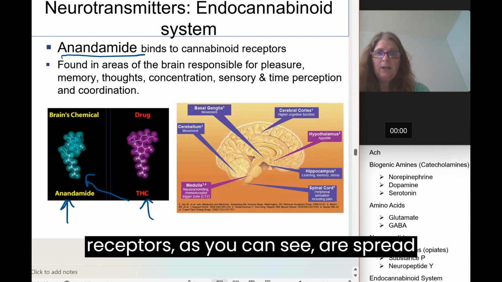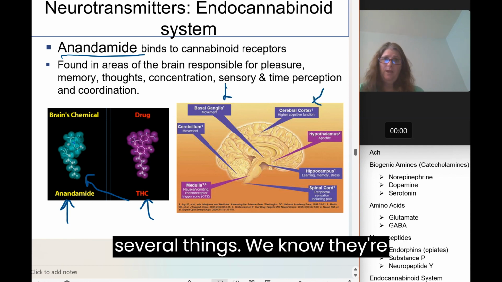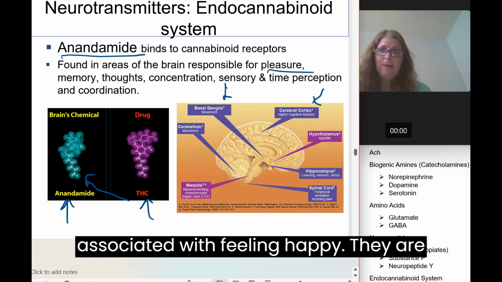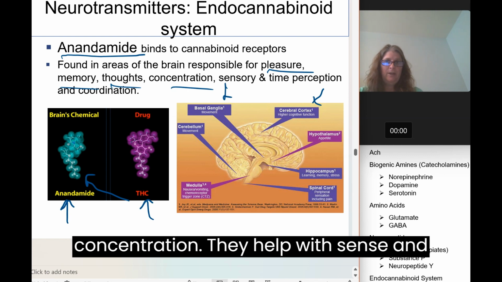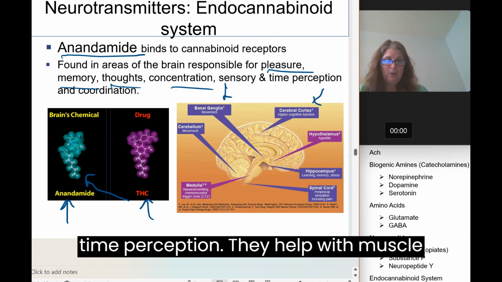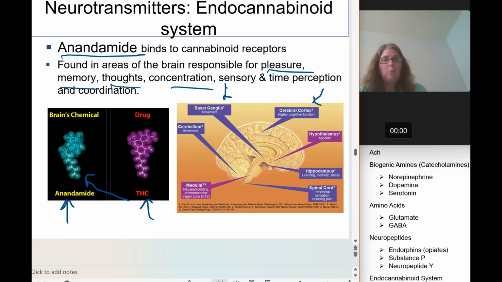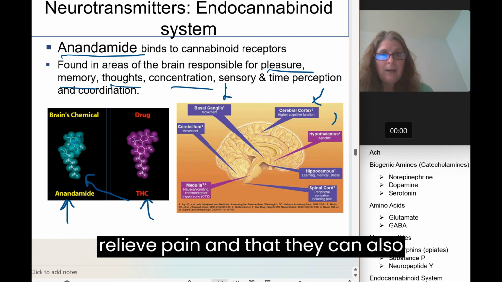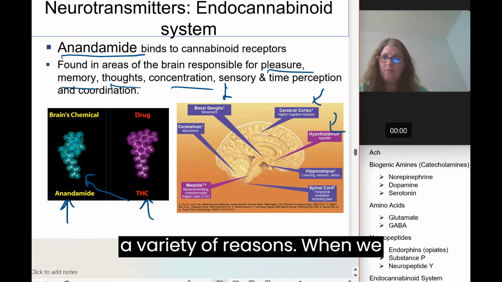So these receptors, as you can see, are spread throughout the entire brain, and they do several things. We know they're associated with feeling happy. They are important in forming memories, thoughts, concentration. They help with sense and time perception. They help with muscle coordination. We also know that they help relieve pain and that they can also stimulate appetite. So they're used for a variety of reasons.